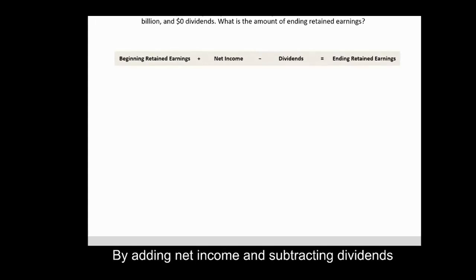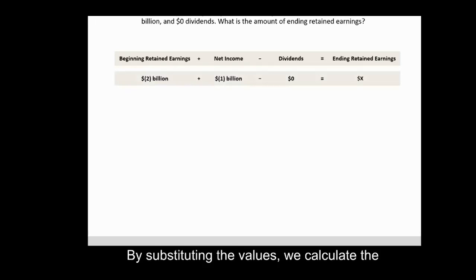In the case of Polestar, we have to calculate the amount of ending retained earnings, given the beginning balance, net income, and dividends. By adding net income and subtracting dividends from the beginning balance, we calculate the ending retained earnings balance. Since there was a net loss, we will subtract it. By substituting the values, we calculate the ending retained earnings balance to be minus $3 billion.